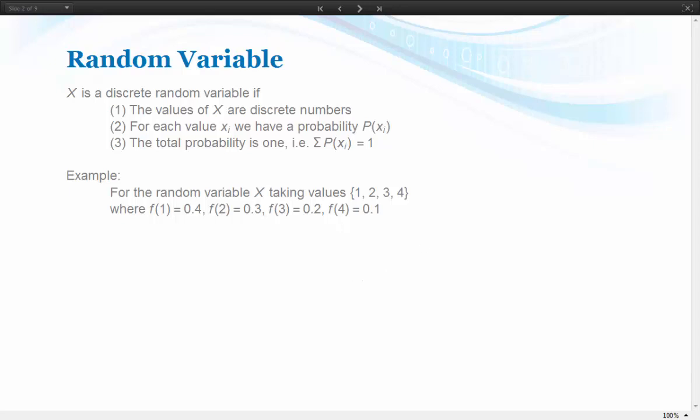This qualifies as a random variable now because the probability of each value is a number between 0 and 1, representing a valid probability, and they add up to 1. 0.4 plus 0.3 is 0.7, plus 0.2 is 0.9, and plus 0.1 gives me 1. So the probabilities add up to 1, so this is a valid random variable.